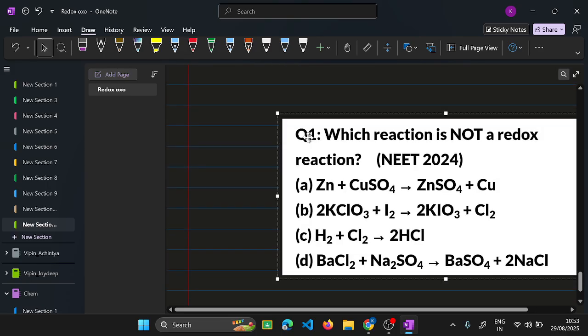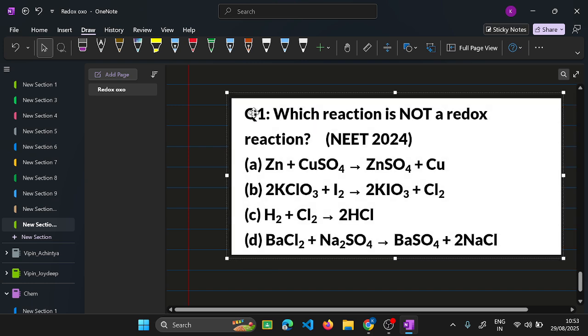This is the question, which is a recent question. Noted. The fourth one, option 4. Yeah, good. This is not a redox reaction. So let's write another question.